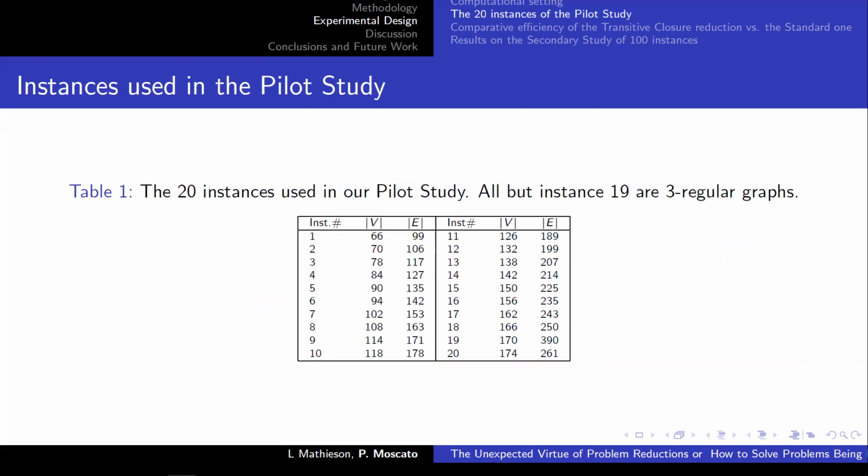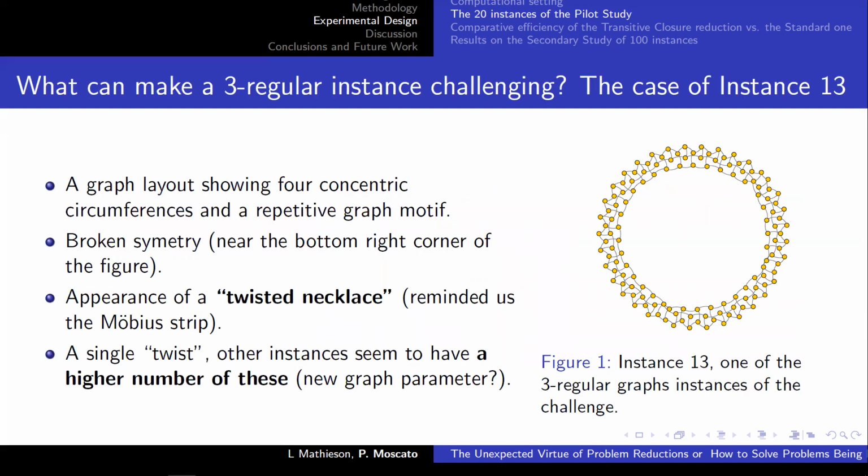In the first case, the pilot study had 20 instances. They were all of them 3 regular graphs, with the exception of only one. Here is one example. The case of instance 13 is one of these 3 regular graphs, and you will see that if you put it with a particular layout, you see that they are like 4 concentric circles where the nodes are located. There are connections that are very symmetric, but there are some places where that symmetry is broken. So we call it the twisted necklace, because it looks like a necklace, but somewhere it is twisted.